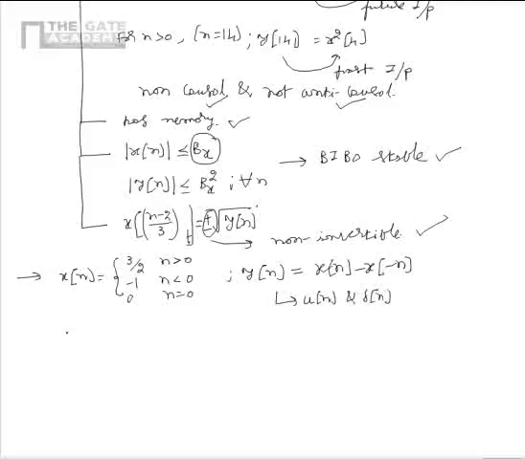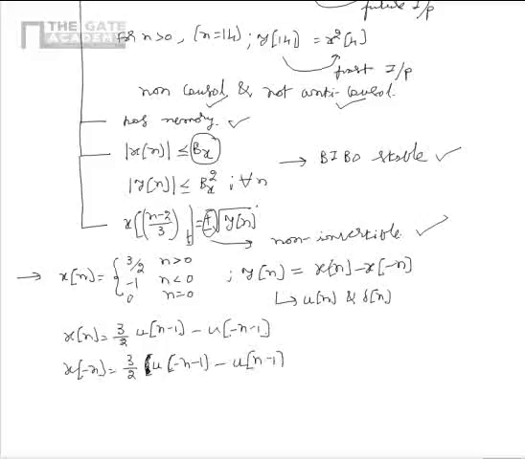From this, we can see that the given x of n can be written as 3 by 2 multiplied by u of n minus 1, minus u of minus n minus 1. From this, we can see that x of minus n can be written as 3 by 2 multiplied by u of minus n minus 1 minus u of n minus 1.